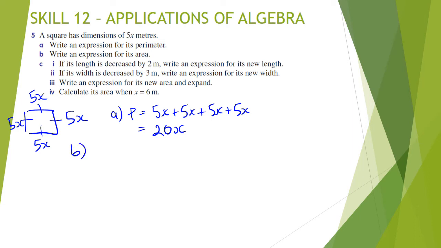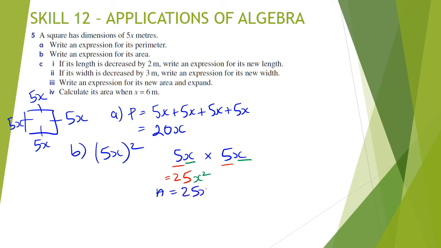For part B, write an expression for the area. So we need to do 5x squared. Alright, another way of thinking about this if you want to is you can also do 5x times 5x. If you want to look at it that way, which might look easier, it's 5 times 5 is 25 and x times x is x squared. So the area is 25x squared.